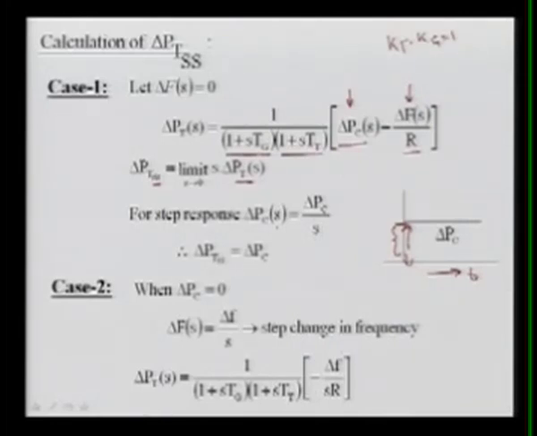So after putting this value here and putting the change in Fs as 0, and multiplying by S, we can get the steady state value of the turbine output. What we will get here is S multiplied by this by S, so S will be cancelled and all the S terms will be zero. So we are going to get this expression.